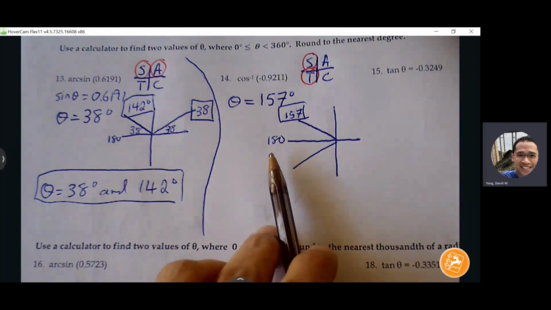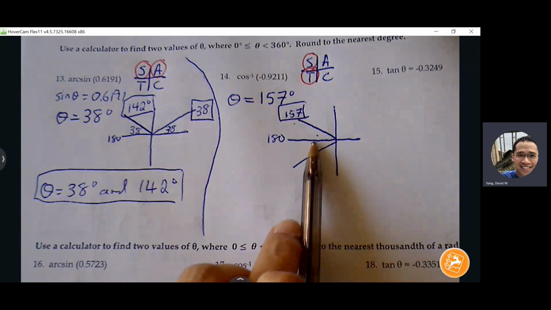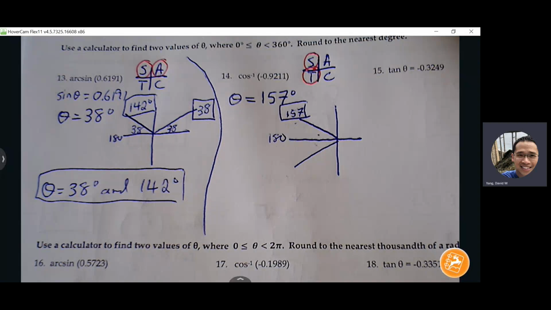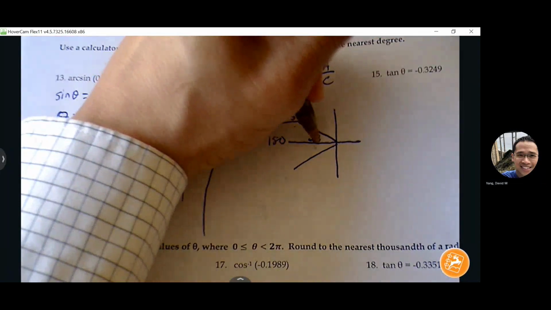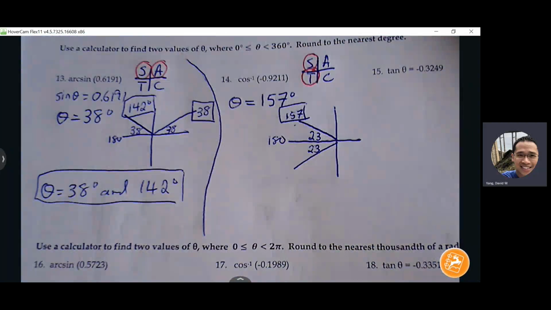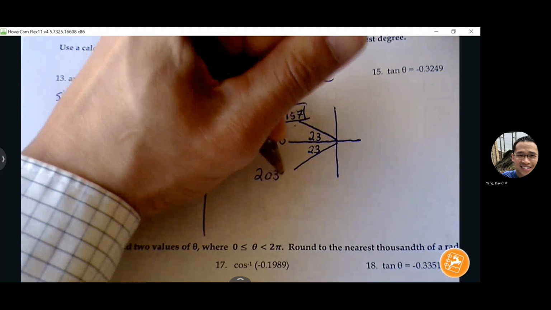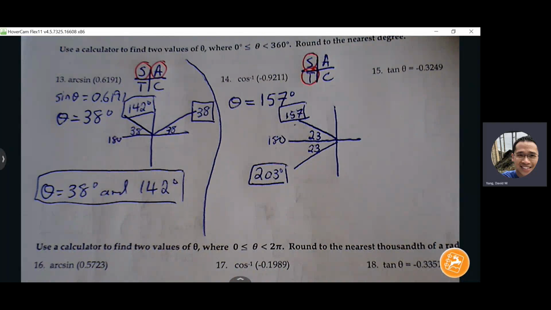So what would your next step be? Let's find that reference angle, right? If you can find that reference angle, then you can use that to build your third quadrant measure. So 180 minus 157, we get 23. And if I know 23 is my reference angle, I can use that to help me find my third quadrant measure, 180 plus 23, which is what? 203. Okay, so inverse cosine of a negative feels a little different. You're not going to be given the reference angle. You kind of have to work backwards a bit to find that reference angle.